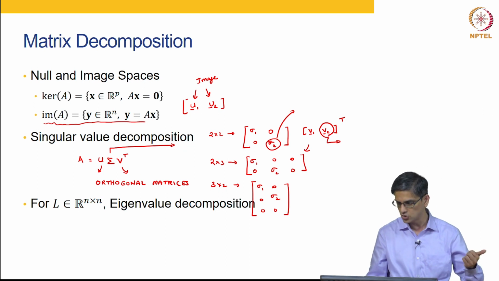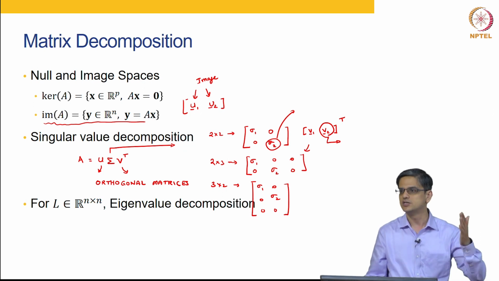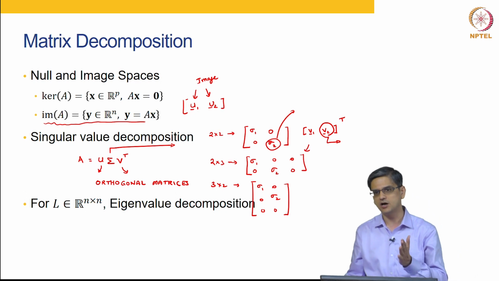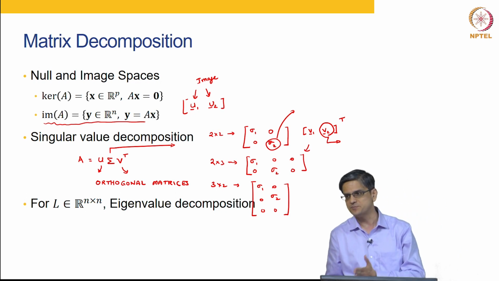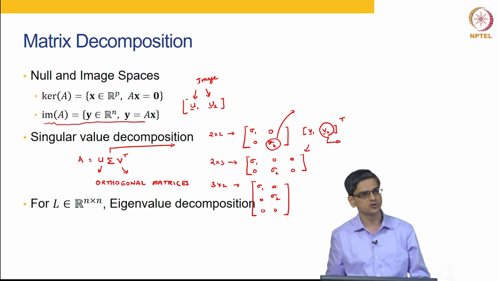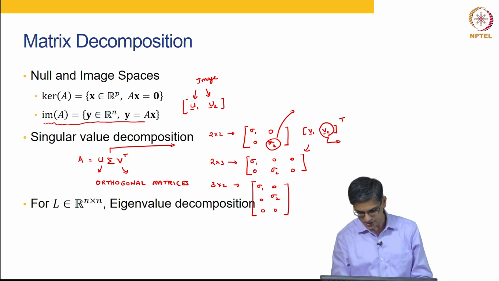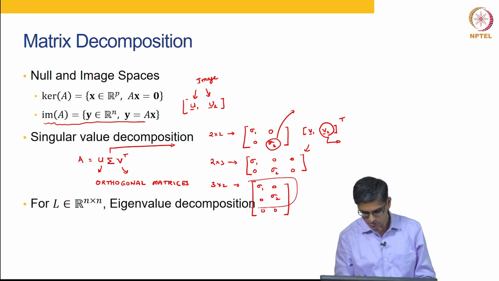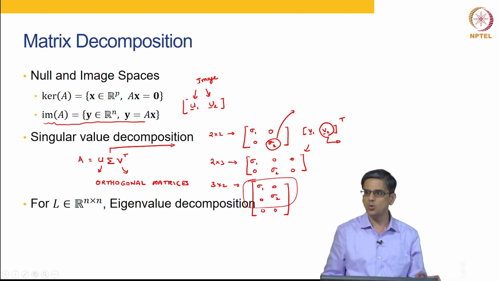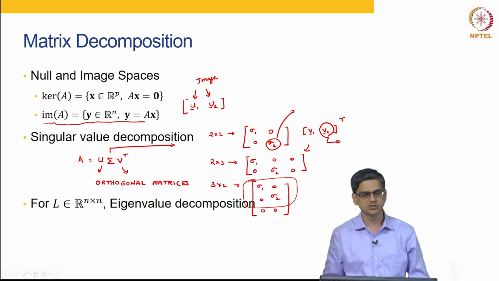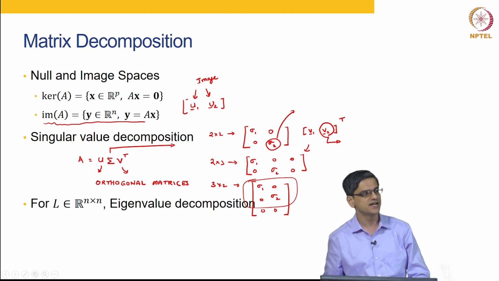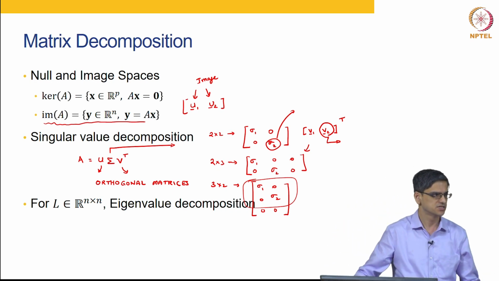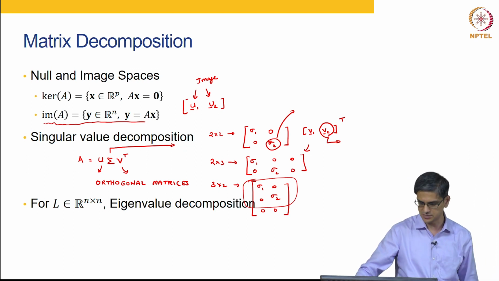If sigma 2 is non-zero, then this space, which is the span of V3 bar, is going to be the null space. And in this case, span of U1 bar and U2 bar at most can be the image space, not the entire 3-dimensional space. Again, those are the concepts that we talked about last week.